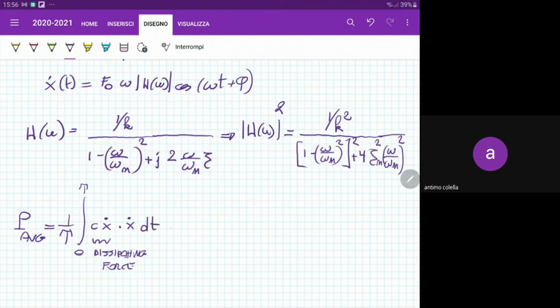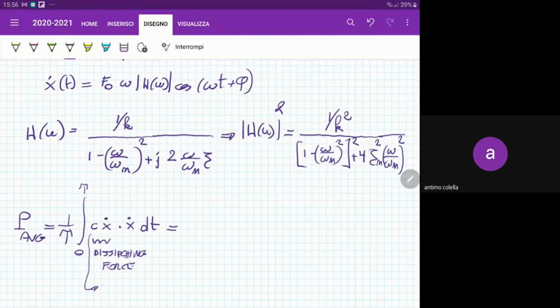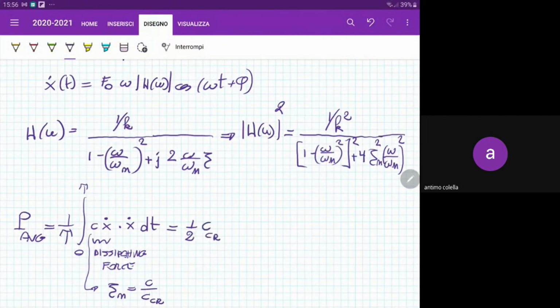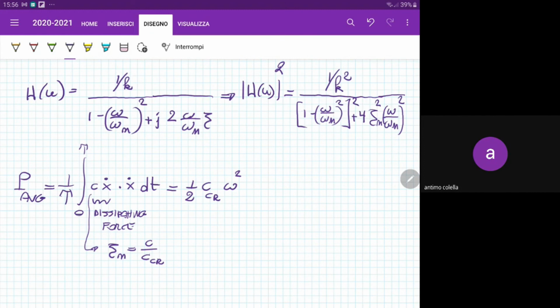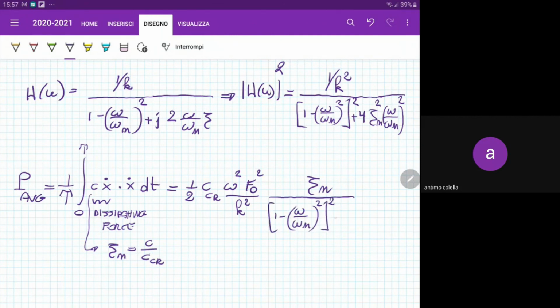We can write that in several ways. Remember, C could be referred to the damping ratio as C over the critical damping, okay, and that is equal to 1/2 critical damping times omega squared, the amplitude of the force F0 squared, divided by the stiffness squared, and then we got this ratio zeta divided by 1 minus omega over omega n squared, everything squared, okay, plus 4 zeta squared, and then omega over omega n squared.